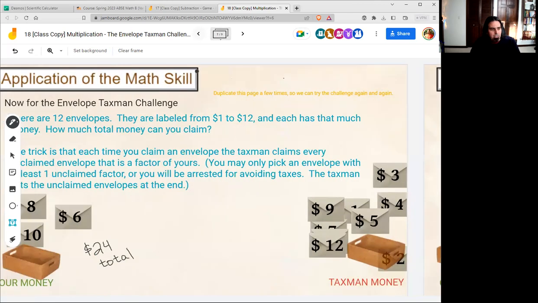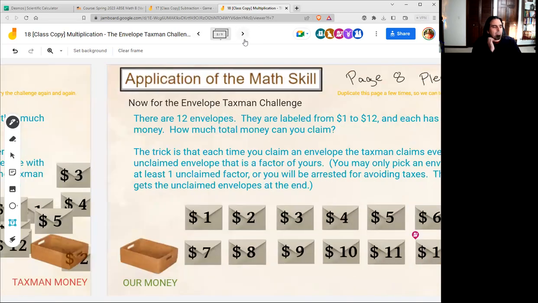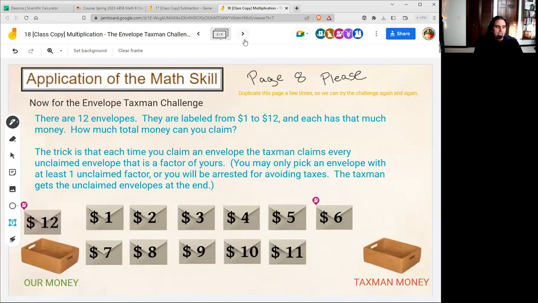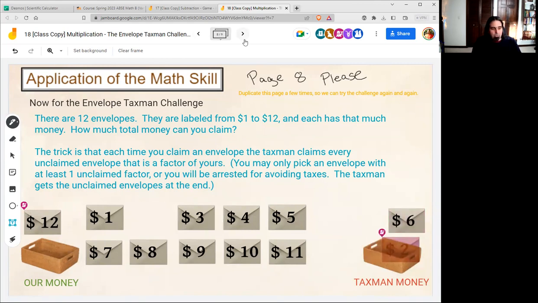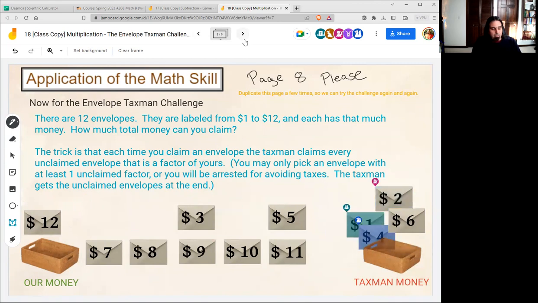But our job is to beat 24. Can we get more than 24? 12. Okay, somebody be the tax man. 6, 2, 3, yeah, 1, 4. So all of those are factors of 12.